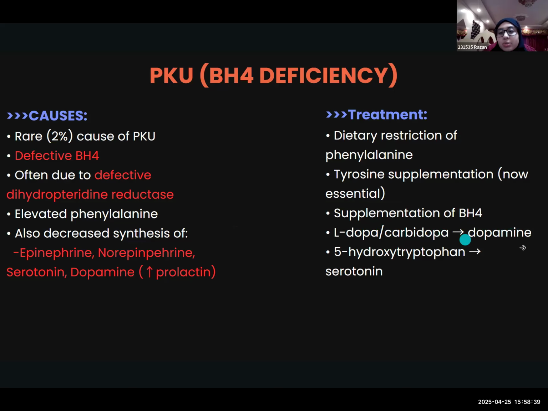levodopa and carbidopa, which we need for dopamine, and hydroxytryptophan, which we need for serotonin. And here also, when there's a deficiency in dopamine, we have an increase in prolactin, as dopamine is known as the prolactin inhibiting factor. So if we have a lot of dopamine, there will be a decrease in prolactin. At this point, we don't have dopamine, so that's why prolactin would be increased.